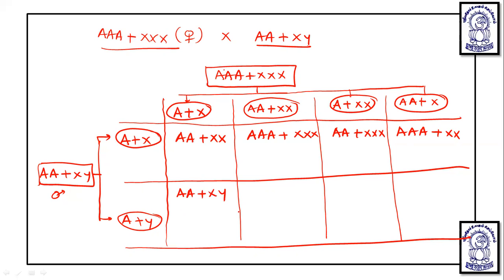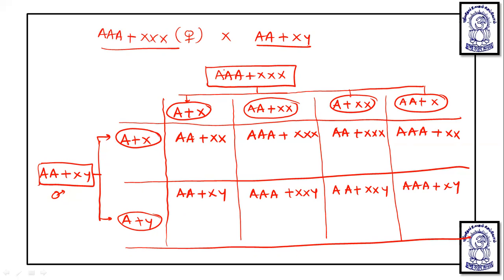This is going to be A plus XXY. This is going to be A plus XXY. This is going to be A plus XY. So if we see, this A represents a set. So here, how many sets are there? Two sets.